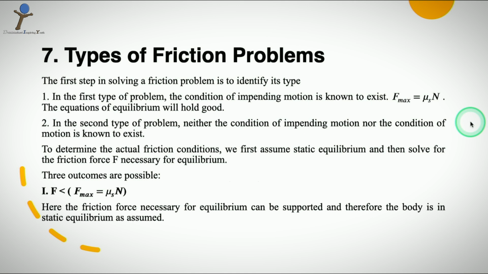In the second type of problem, neither the condition of impending motion nor the condition of motion is known to exist. Now, to determine the actual friction conditions, we first assume static equilibrium and then solve for the friction force F necessary for equilibrium. Three outcomes are possible. The first one is F less than F max, that is, the frictional force is less than the limiting frictional force. Here, the frictional force necessary for equilibrium can be supported and therefore the body is in static equilibrium as assumed.